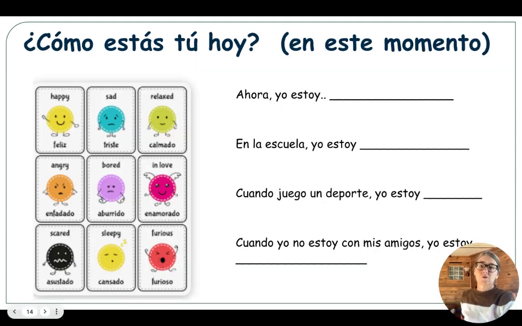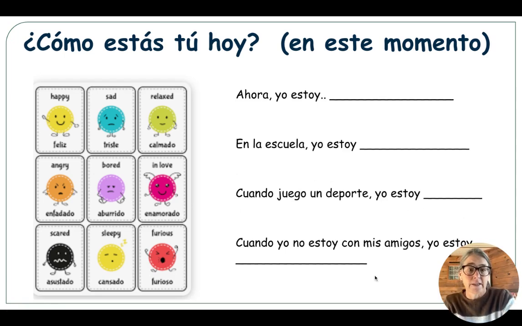So what you're going to do is you're going to take this moment, use these adjectives, English above, Spanish below, and if it ends in an O, it can also end in an A for a female ending. So how am I feeling right now? I'm feeling a little tired. Estoy cansada. In the school, I'm a little bored sometimes. Yo estoy aburrida. When I play a sport, I am happy.